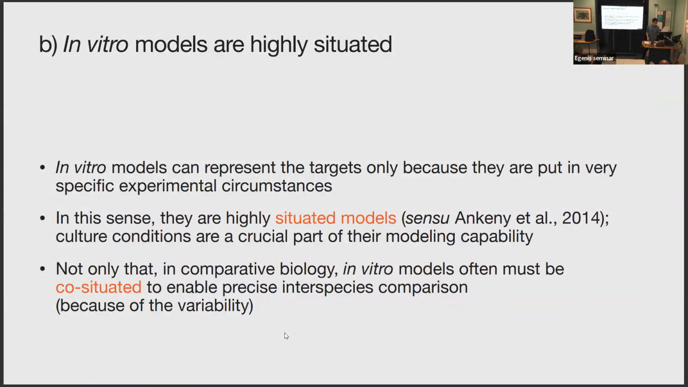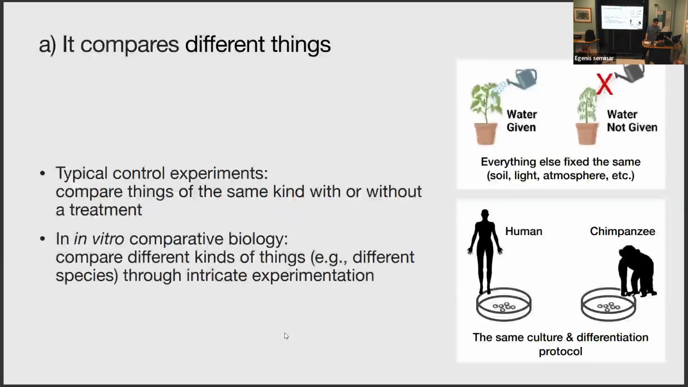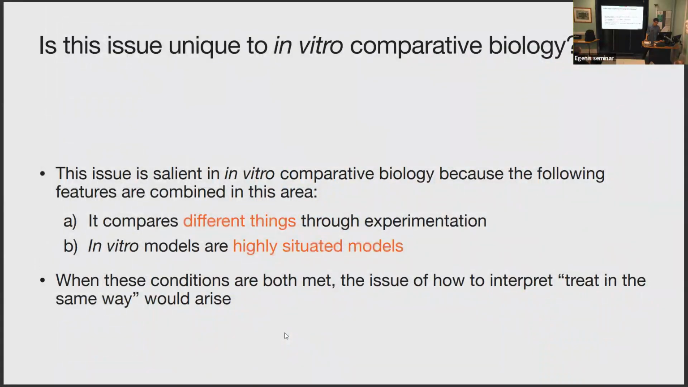So in in vitro comparative biology, these two features are combined, and that raises the question of what it means to treat multiple in vitro models in the same way. Does it mean to provide the same material conditions or to use adjusted protocols? I don't know, this is an open question, but when these conditions are both met, the similar issue of how to treat in the same way would arise in other areas, but I'm not sure about other areas.